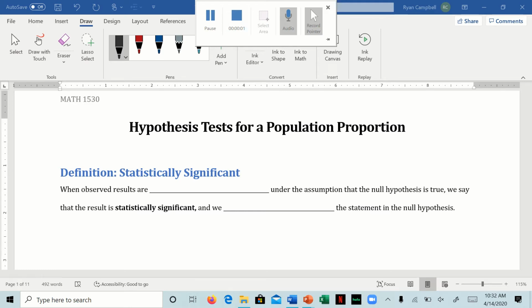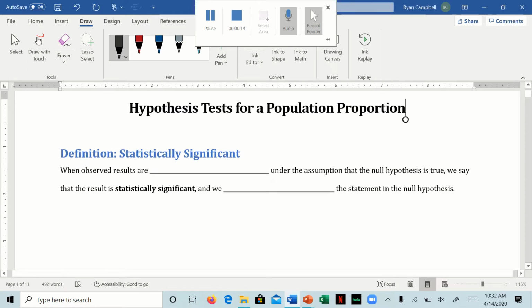All right, now we're going to be moving on to hypothesis tests for a population proportion. So this is going to be, again, very similar to what we've already done. We're just going to add step 4 basically to it. All right, so first thing, just make sure that we remember statistically significant.